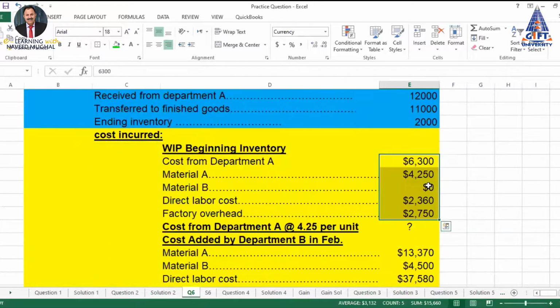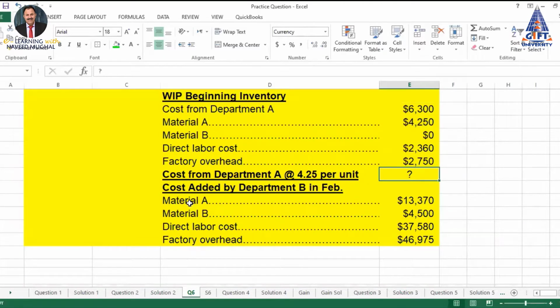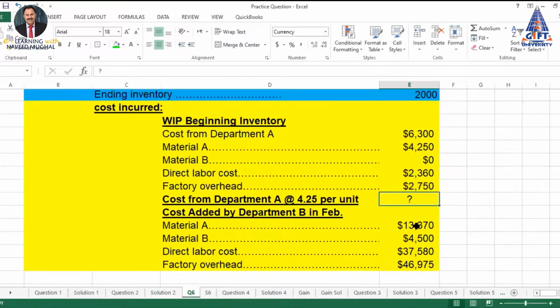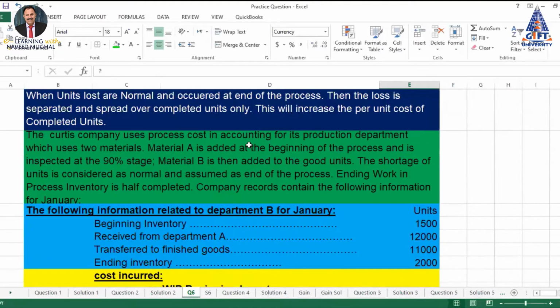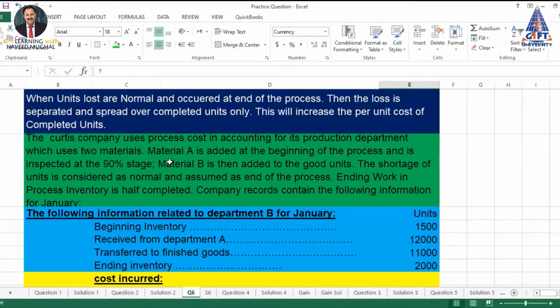We received 12,000 units in this period, and the per unit cost which we have received is 4.25 per unit, and we have not calculated it over here. We can calculate that cost by multiplying 4.25 with 12,000. So material A added by department B 13,370, material B 4,500, direct labor cost was 37,580, and factory overhead cost was 46,975. We will use this information for calculation and preparation of the cost of production report when there is a normal loss which occurred at the end of the process and is charged to the finished goods or completed goods only, not to the work in process inventory.